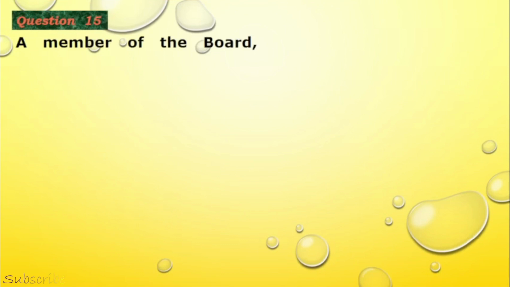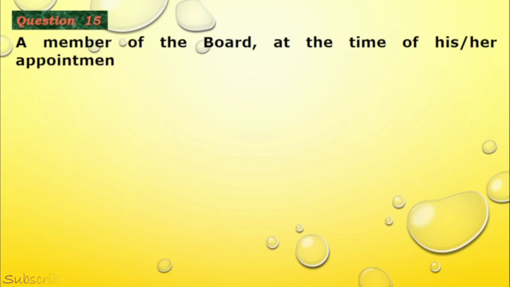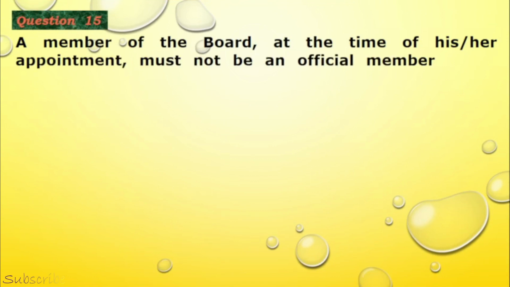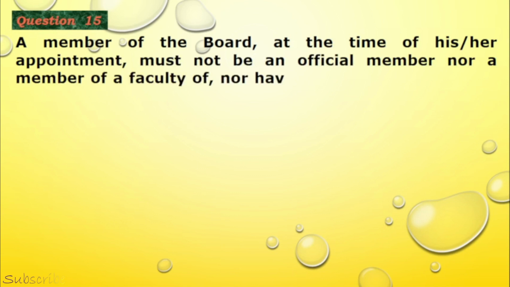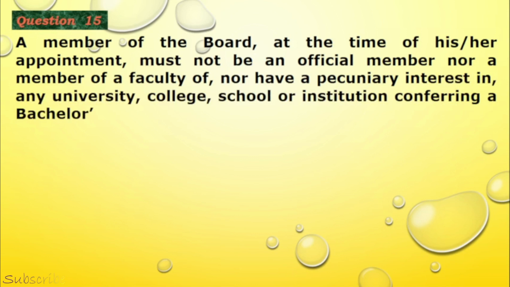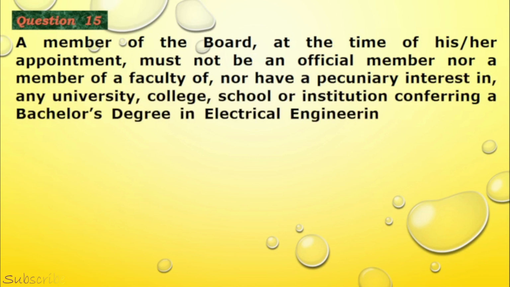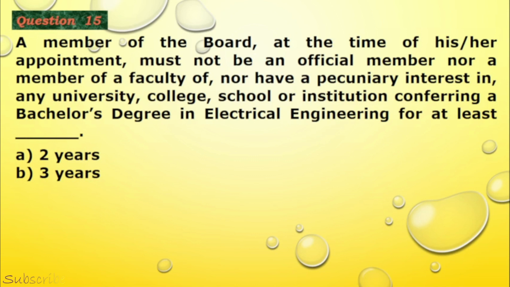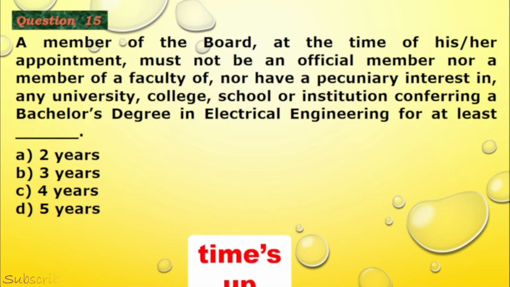Question number 15. A member of the board, at the time of her appointment, must not be an official member nor a member of a faculty of, nor have a pecuniary interest in, any university, college, school or institution conferring a bachelor's degree in electrical engineering for at least blank. A. 2 years. B. 3 years. C. 4 years. D. 5 years. The correct answer is letter B, 3 years.